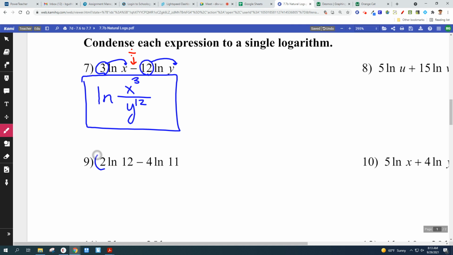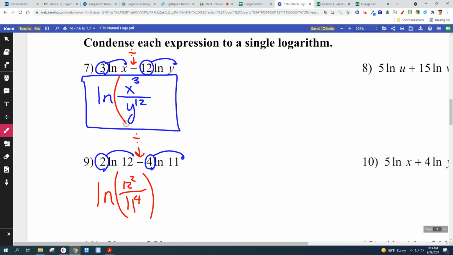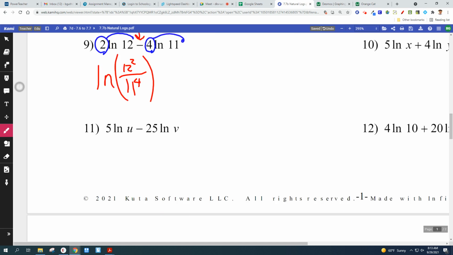And so then problem 9 is the exact same problem, right? This 2 is going to be an exponent. This 4 is going to be an exponent. And we're changing the minus into division. I know that's not technically mathematically correct. I mean, we're not changing subtraction into division, but that's how these properties work. So there's going to be a natural log, and there's going to be 12 with an exponent 2 divided by 11 with an exponent of 4. And I kind of like to have parentheses there. Kind of tells me, it hints at the order of the operations in the problem.